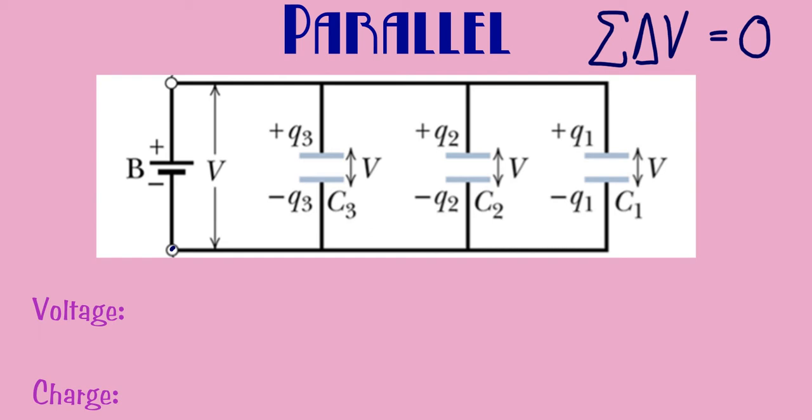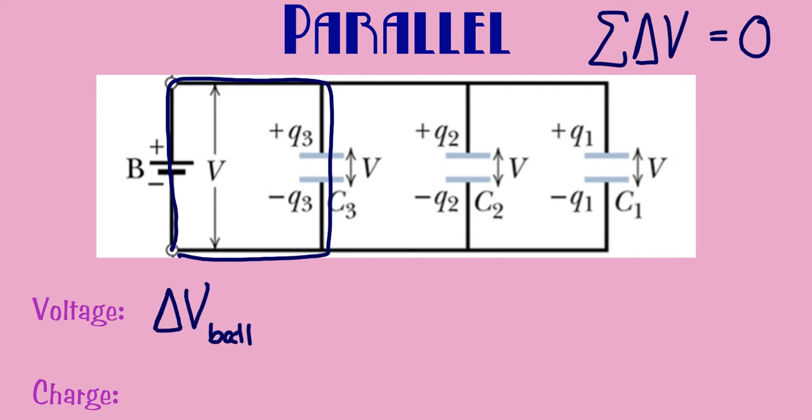Let's look at that loop that I had outlined once more. It's a loop that was right here. So I start by going through the battery, and that has a positive potential difference because I'm going from negative to positive. So that's the potential difference of the battery. And then I go around here, and then I go through this capacitor. And the capacitor has a potential difference across it as well. We're assuming this capacitor is charged since it is connected to the battery.